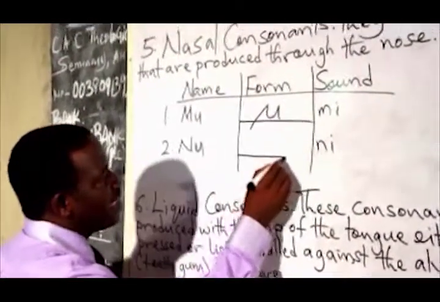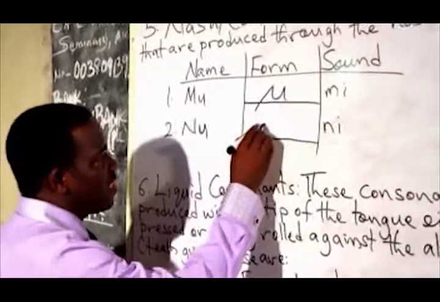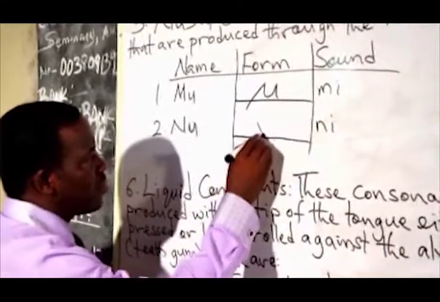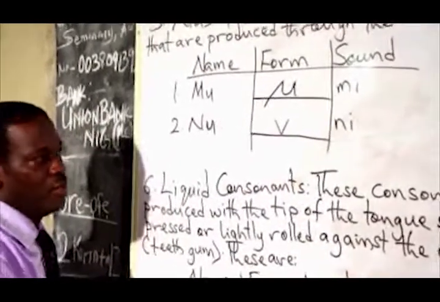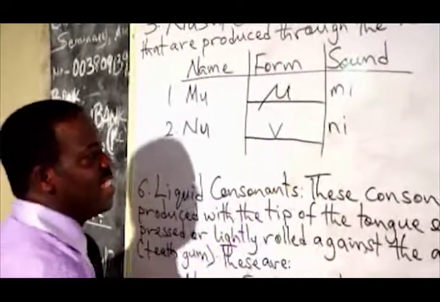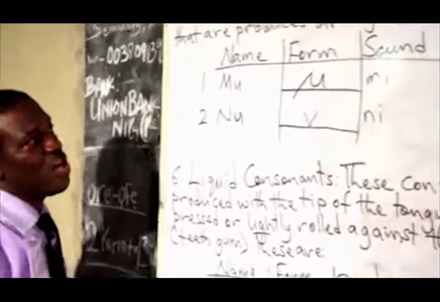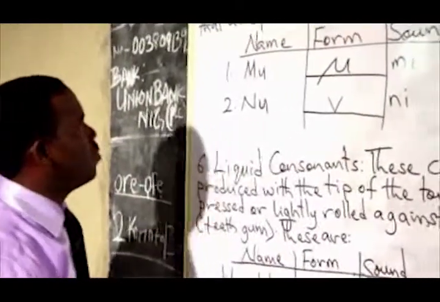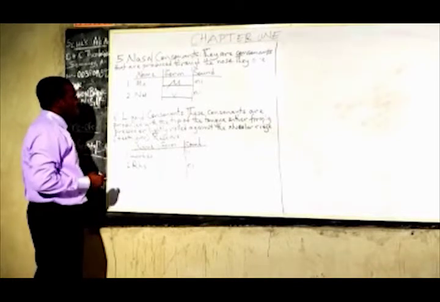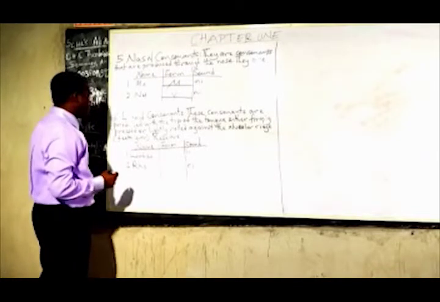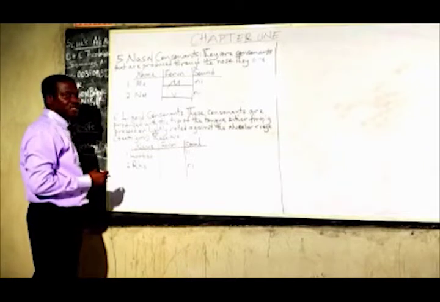Nu. Your line again. And this is how to write nu. You will not lift your hand until you finish writing nu. And nu sounds as N. So the nasal consonants are two: mu and nu. The last classification is called liquid consonants.